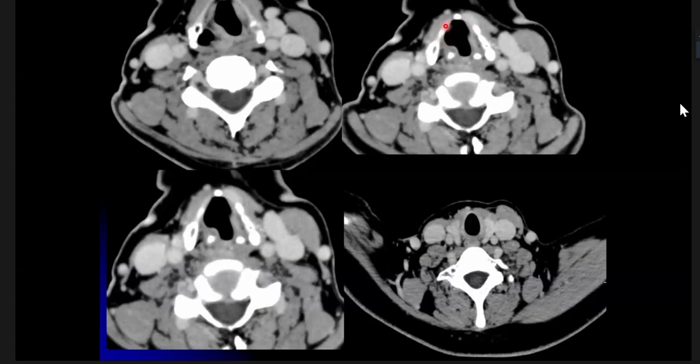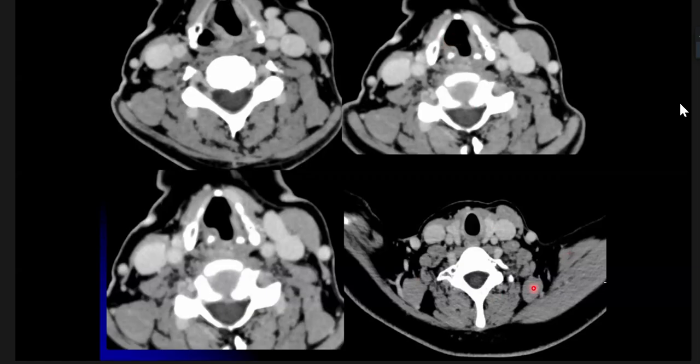The mushroom shape has come because of dilatation of the laryngeal ventricle, thickening along the posterior aspect, thickening of the epiglottic fold, and ipsilateral piriform fossa dilatation. These are the specific signs: ipsilateral dilatation of the piriform fossa, thickening of the epiglottic fold, and this. So these are the three specific signs of vocal cord palsy. So this is a unilateral right vocal cord palsy.